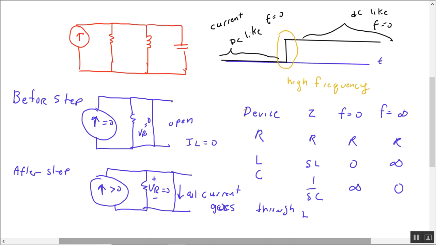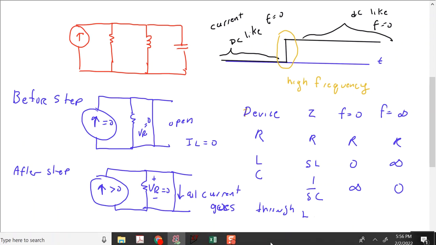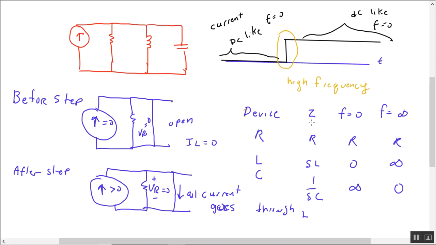It's just very intuitive. So if we look at the device, the impedance for the resistor is R, the inductor is sL, and the capacitor is 1 over sC. Well, in these two regions, a long time before the step and a long time after the step, the frequency is effectively 0. So R is R, the inductor is a short, and the capacitor is an open.